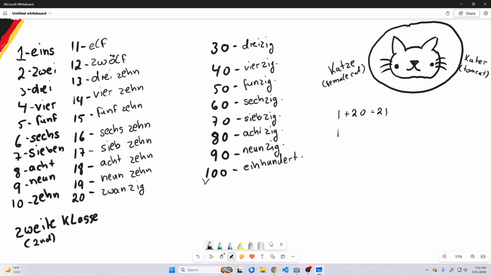Okay. Eine Katze und 20 Katzen sind 21 Katzen. Did you see what just happened? Eine Katze, 20 Katzen sind 21 Katzen. 1 und 20 sind 21. Simple, right? And it works for all the rest of them past 20.